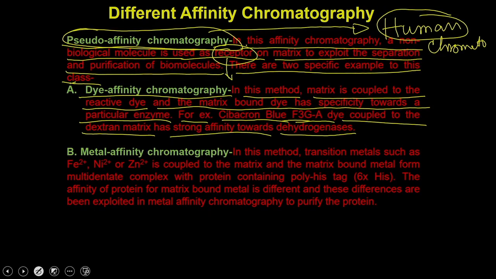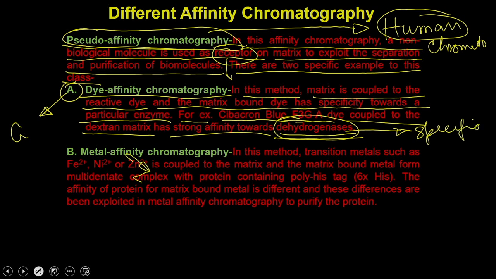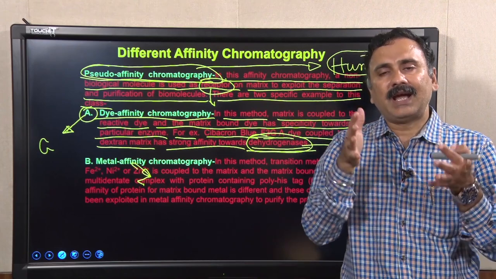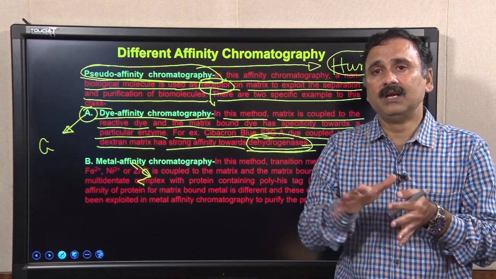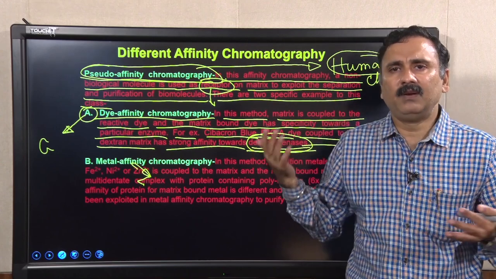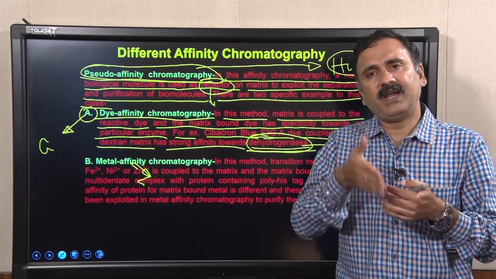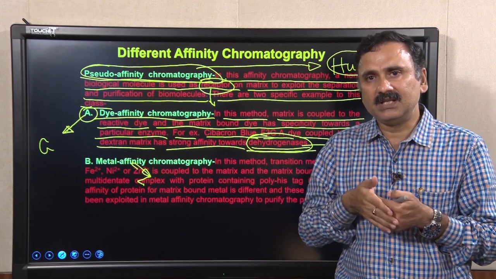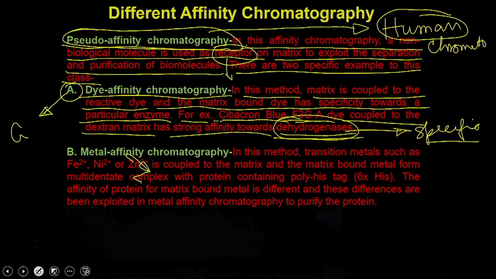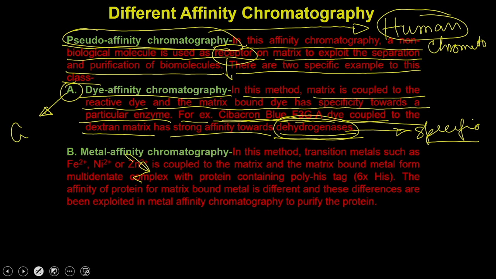So what you can see is that this affinity is generic in nature, which means it works against dehydrogenases as a class. It does not work against a specific dehydrogenase, such as pyruvate dehydrogenase or some other dehydrogenase. It works simply against dehydrogenases, which means it will bind all the dehydrogenases with varying affinity, but it is a generic affinity chromatography.